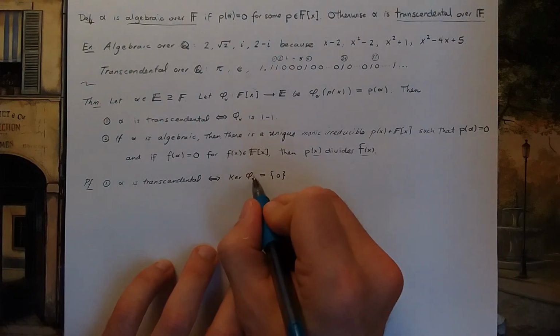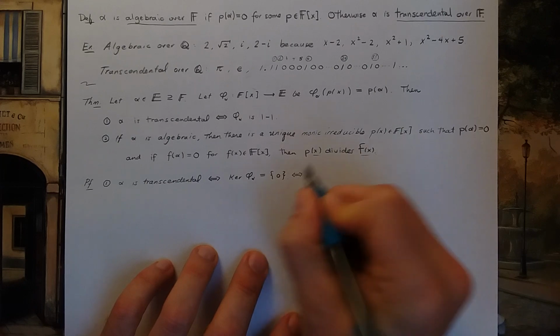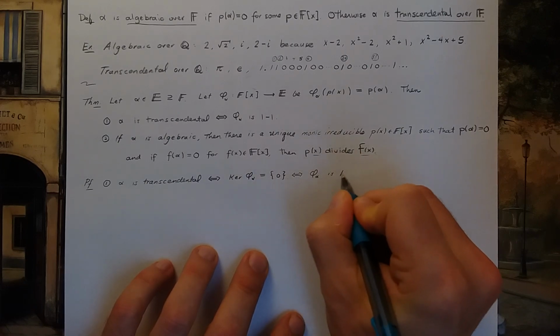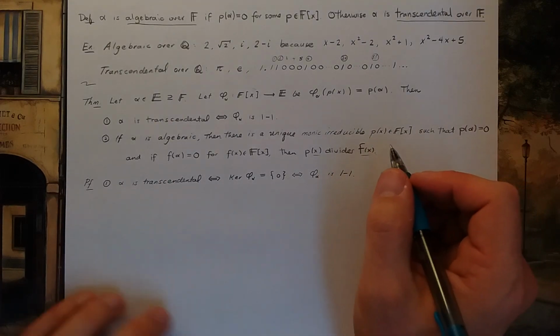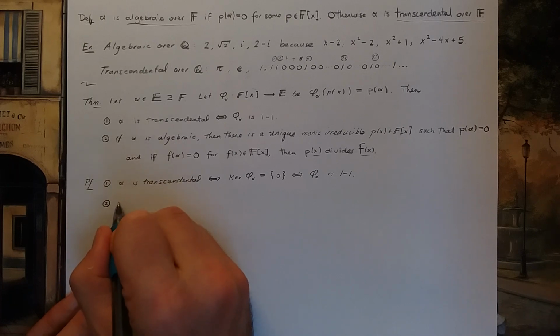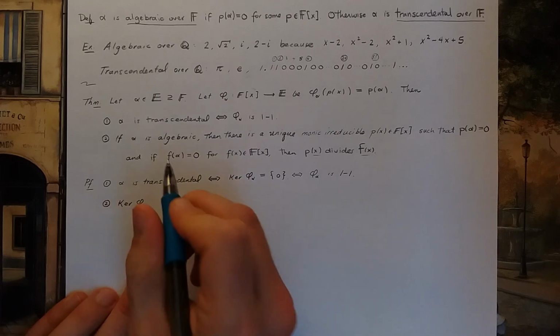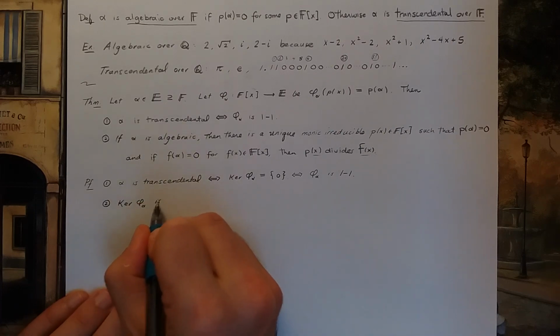Now, a kernel of a homomorphism being just 0 is the exact same logical condition as this function being one-to-one. So that's the proof of the first statement. Now, the second statement follows from the fact that the kernel of the evaluation homomorphism is an ideal.